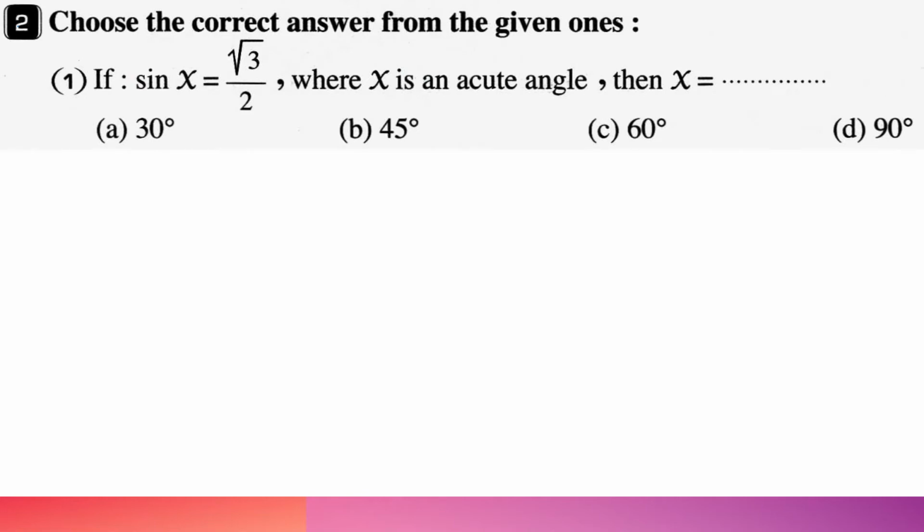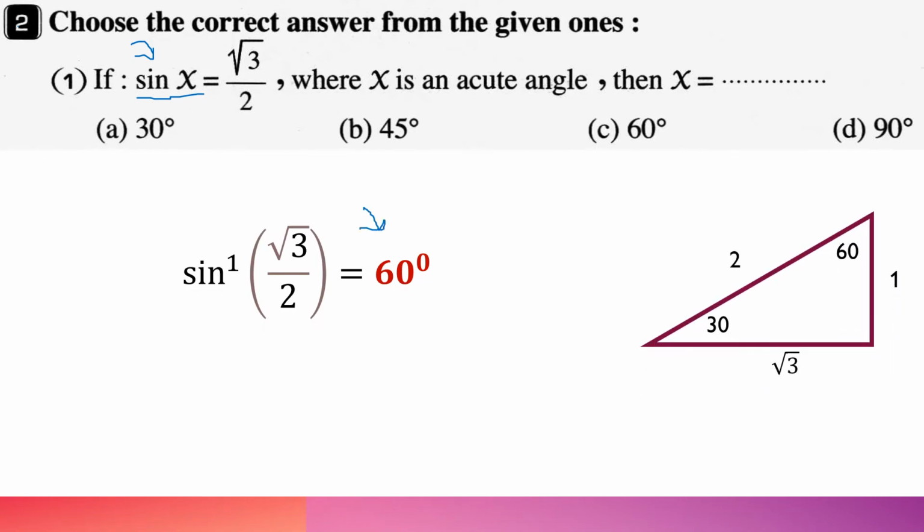Question 2, choose the correct answer from the given ones. If sine x is root 3 over 2, where x is an acute angle, then find x. I have two ways. Either I get the inverse sine from the calculator. This will give you 60 degree. Or, if I know the 30-60 triangle well, I will know right away that root 3 over 2 is angle 60.